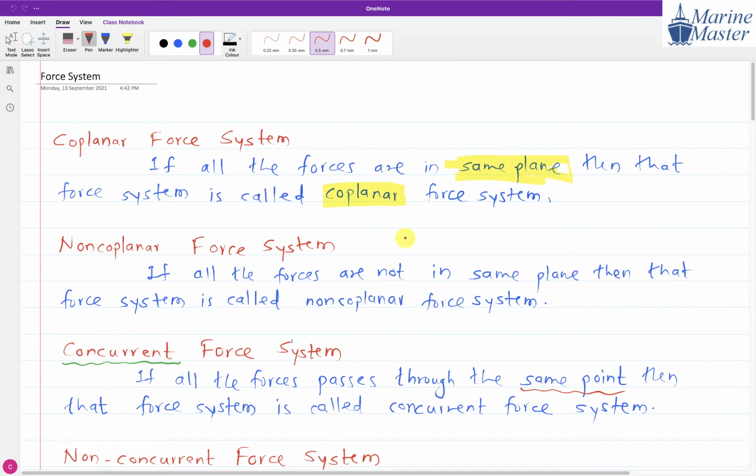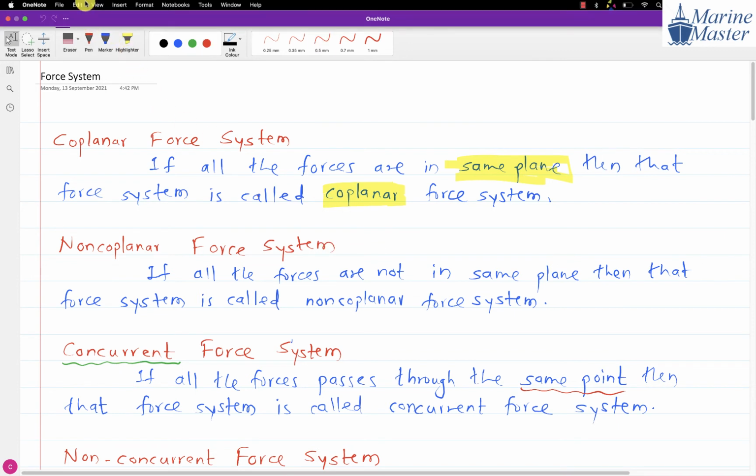Next point, that is the next very important discussion. We are going to see some types of force system. The first type of system that we are going to see is a coplanar force system. Coplanar means what? If all the forces are in the same plane, then that force system we will say is coplanar. Now what is meant by same plane?